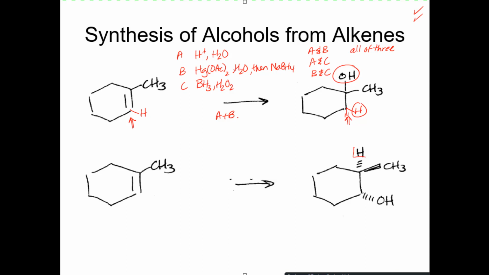Okay, so I added H and OH how? Anti-Markovnikov. The H added to the carbon with the least number of hydrogens, the OH added to the carbon with the most number of hydrogens. So it's anti-Markovnikov addition, which would be hydroboration-oxidation. And remember, hydroboration-oxidation also adds H and OH 100% cis.